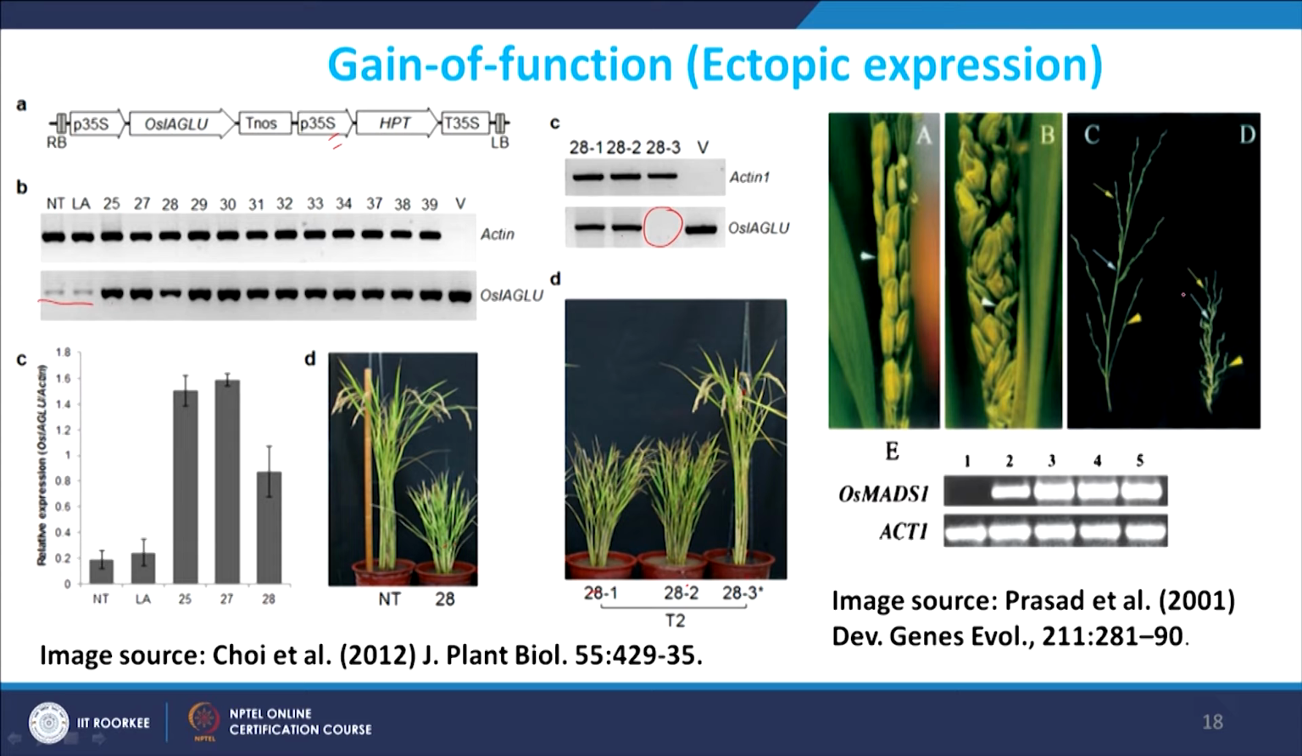Similar kind of analysis has been done for the transcription factor MATS1, and you can clearly see when MATS1 was ectopically overexpressed in transgenic rice, you can see a very significant phenotype in the panicle architecture and the spikelet development. And if you see the expression level, you can clearly see that in the control you do not have expression in this tissue, but these lines have a very high level of expression.